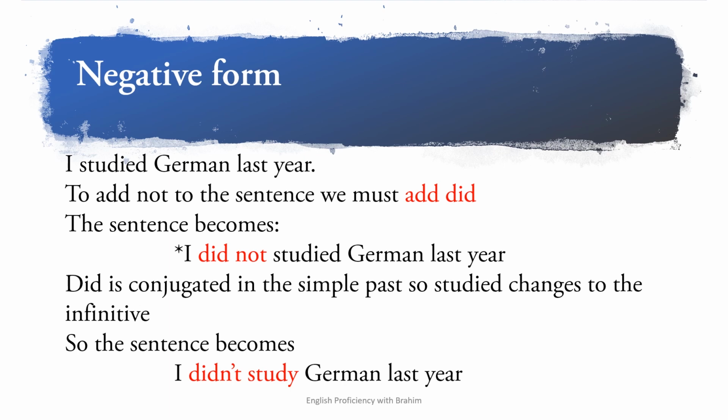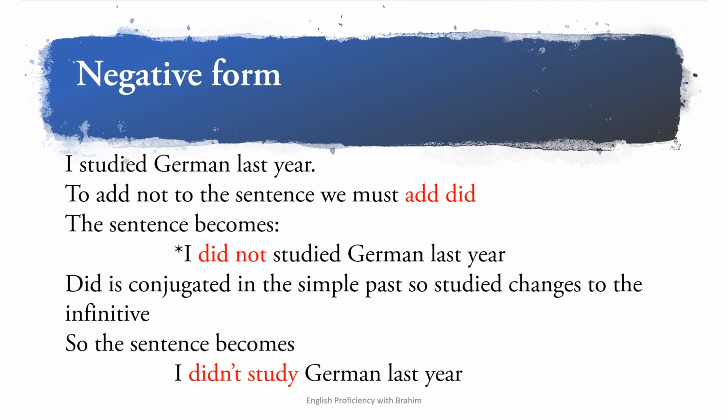We need to change it to the negative sentence. So the sentence becomes, I did not study the German last year. Of course, the sentence here is not correct, but just to show you what things we need to do. So first we add did plus not, but we need to do something else. Did is conjugated in the simple past, so studied changes to the infinitive.